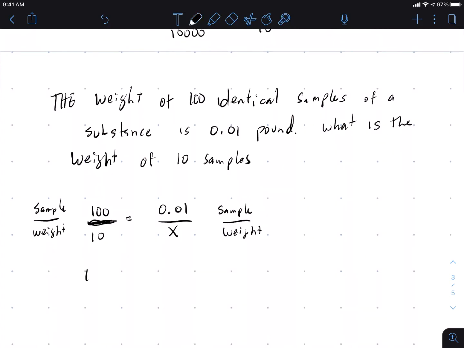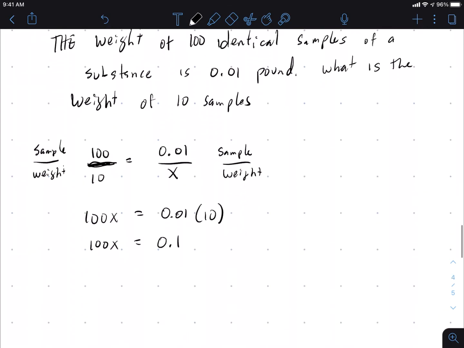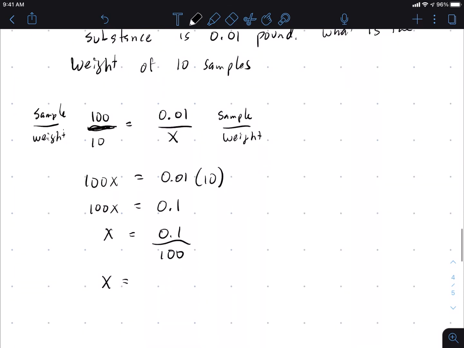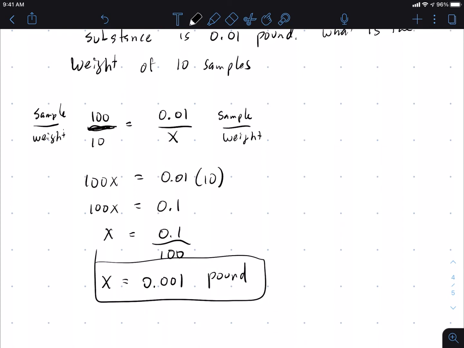So when we cross multiply, I'm going to get 100x is equal to 0.01 times 10. So that's going to give me 100x is equal to 0.1, which will then equal 0.1 divided by 100, or x is going to equal, moving the decimal 2 spots, 0.001 pound. Okay. You feel like you got it? Yeah, I think so. Okay.